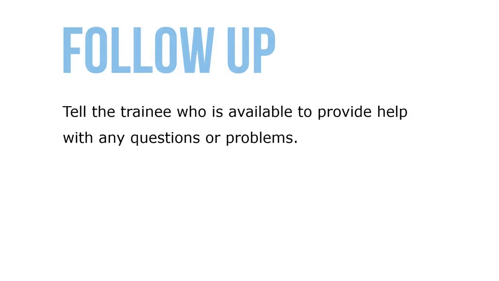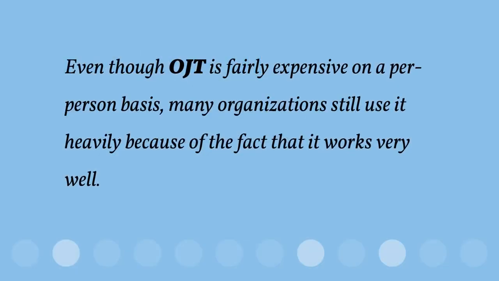Finally, step 4, follow-up. Tell the trainee who's available to provide help with any questions or problems. Gradually give the trainee more autonomy. Begin by checking on quality and quantity frequently. Then decrease the amount of checking based on the trainee's skill level. Watch the trainee perform the task and be sure to correct any errors or faulty work procedures before they become habits. Be patient and encouraging. Even though OJT is fairly expensive on a per-person basis, many organizations still use it heavily because it works very well.